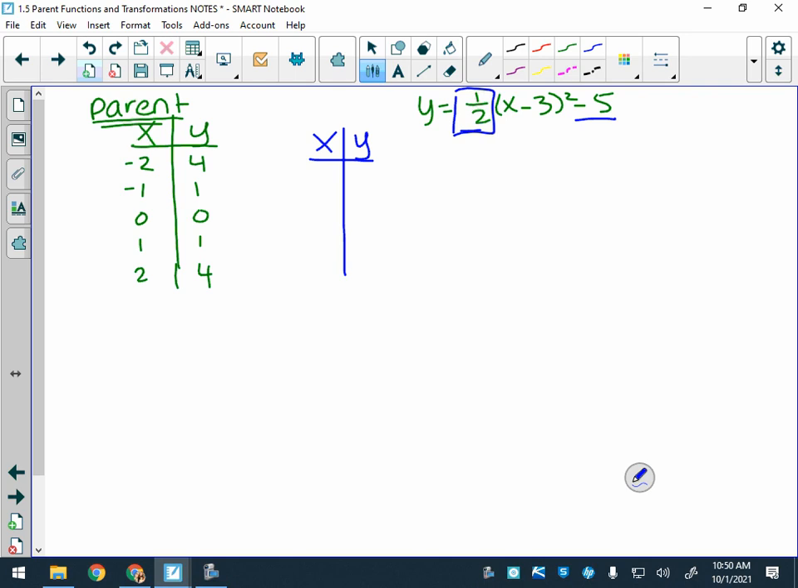So that means, what is 4 times 1/2? 2. What is 1 times 1/2? 1/2. 0. 0. 1/2. And then this is 2 as well. Okay? So we just took care of that piece. Okay? We took care of the compression piece.